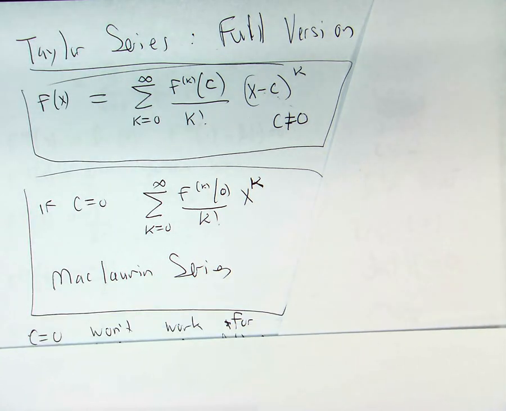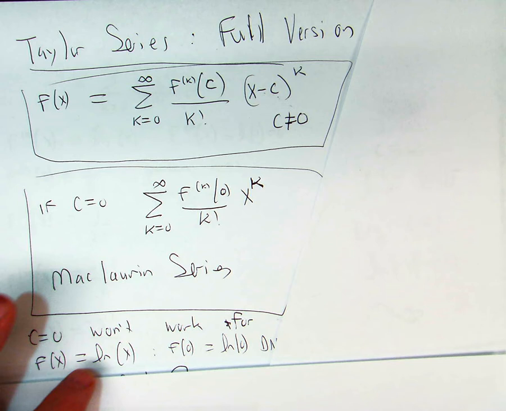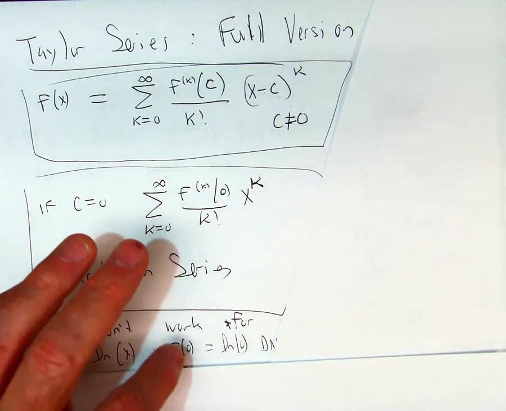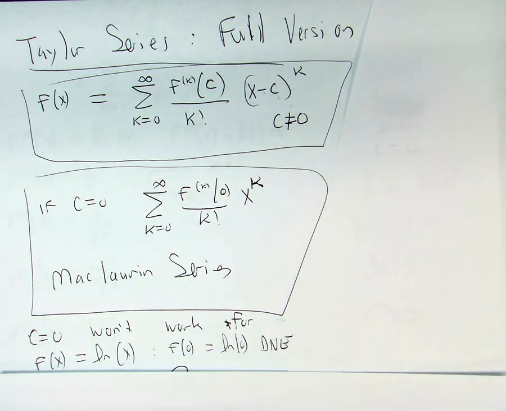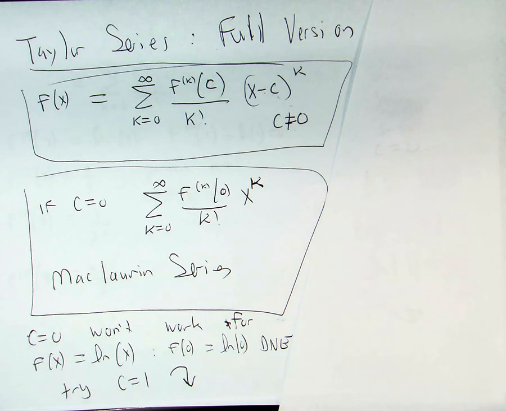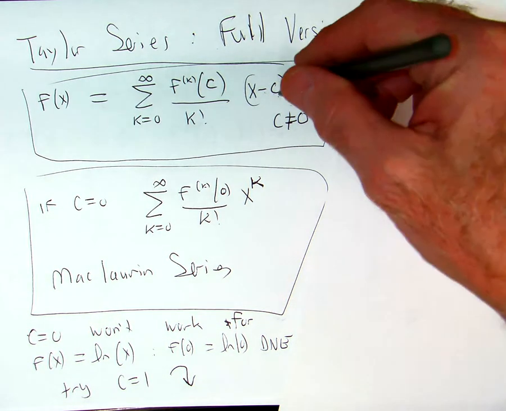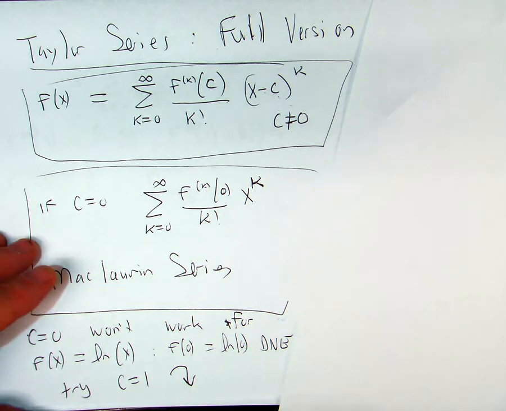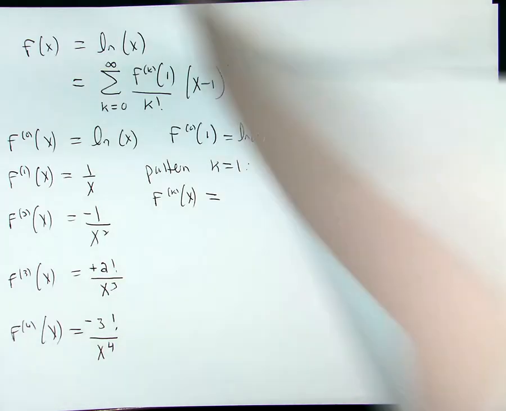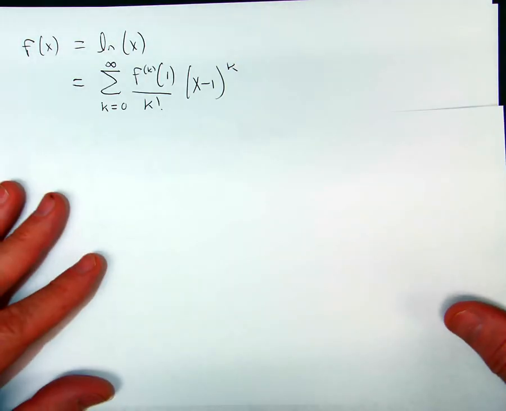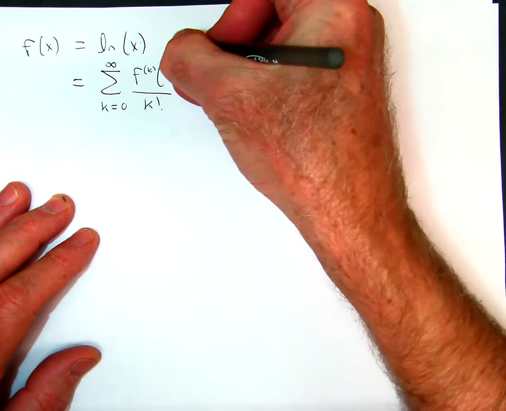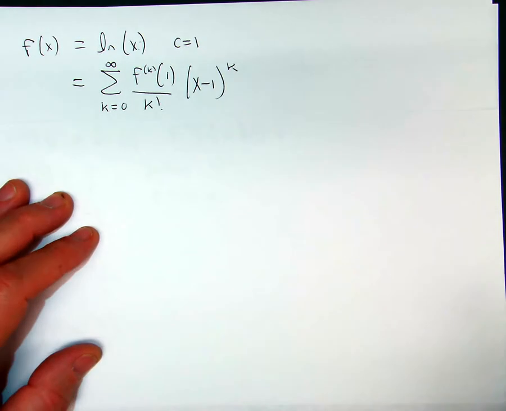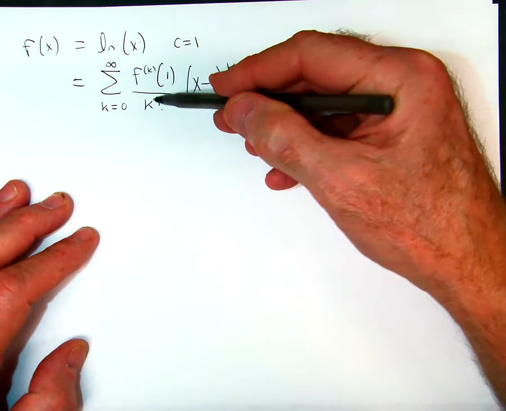And notice that c equals 0 won't work for the natural log, because if I try to look at f of 0, I get log of 0. It doesn't exist. So I really can't expand. So what we're going to do is expand around c equals 1 using this formula. And that's going to be on the next page, which we've got here. So I want to find a Taylor series for this. I'm going to use c equal to 1 because c equals 0 won't work. So I need to figure out what this equals.